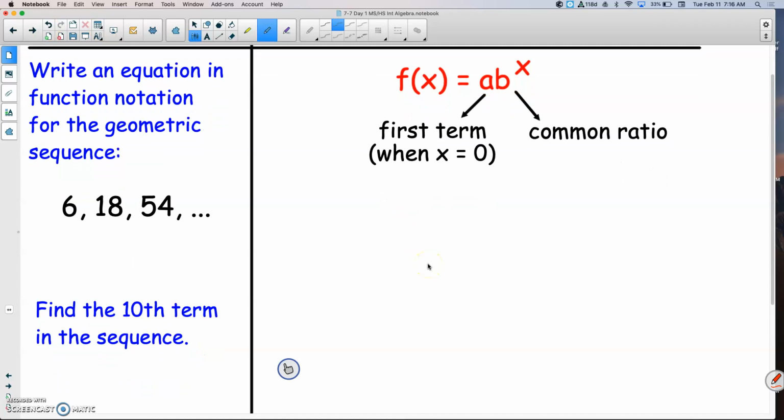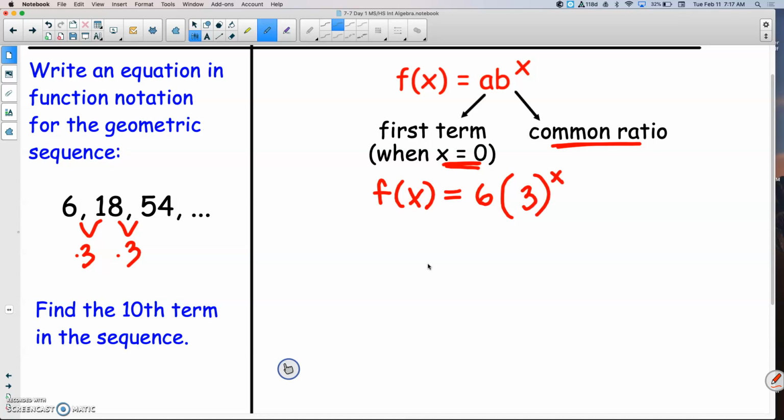Now we're writing an equation in function notation for the sequence, and then we're finding a specific term number. So f of x equals a times b to the power of x, where a is the first term when x equals 0, and b is the common ratio. So this sequence has a first term of 6, and it's being multiplied by 3 each time. So I'm going to write 6 times 3 to the power of x. All right, now this is our exponential equation that represents this geometric sequence.